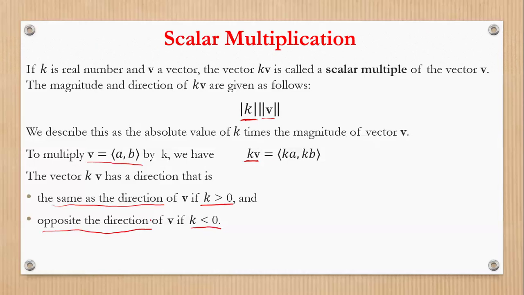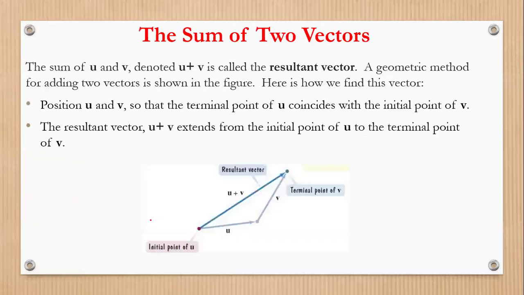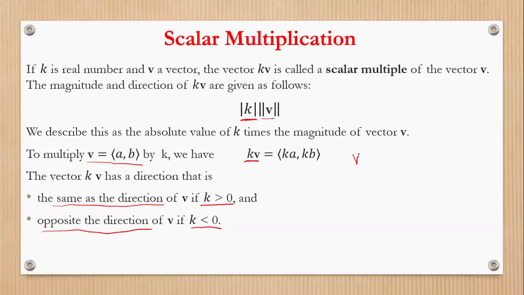Let's look at an example. I have vector v with the components -2 and 5. And I want to find this scalar multiplication, 2v, which means I need to multiply both components by 2. 2 times -2, 2 times 5. And that's my new vector.